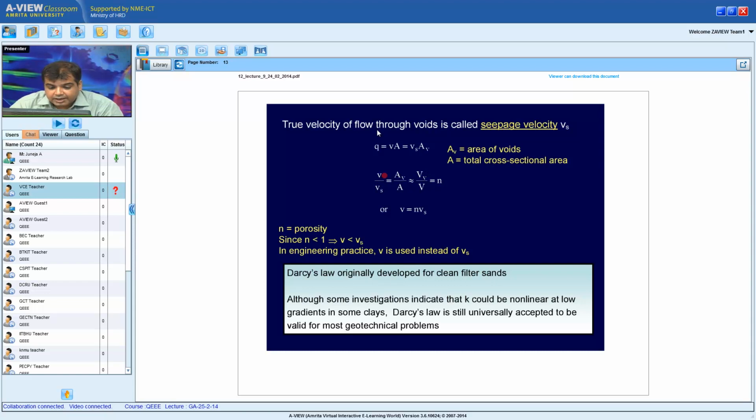Okay, so I have V, which is the superficial velocity, equals the porosity times the seepage velocity. Porosity is always less than 1. So can I say seepage velocity will always be greater than the superficial velocity? Okay.